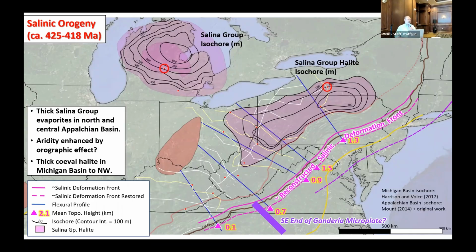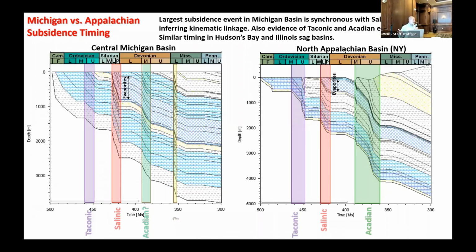Now let's talk about the Michigan Basin. So that's Michigan's kind of classic sag basin, right? So it's got very little structure in it. Just a big bowl going down. Well, it's not a uniform bowl going down at a constant rate.